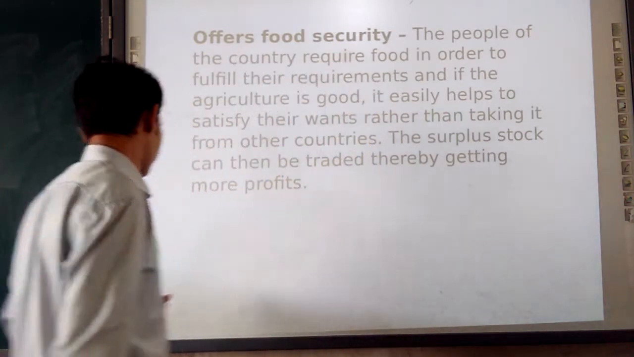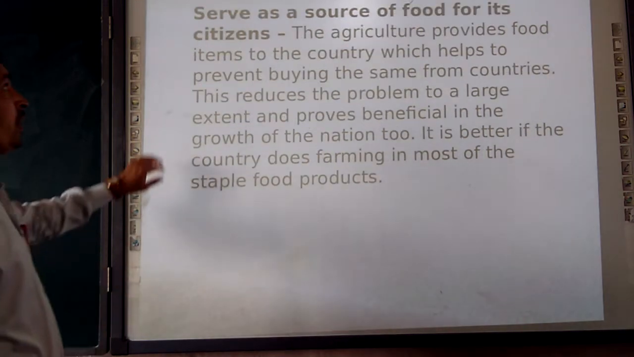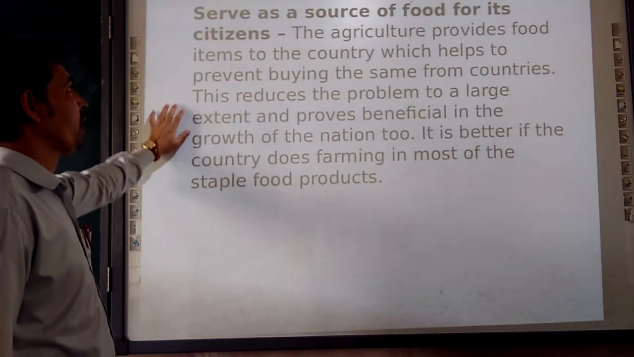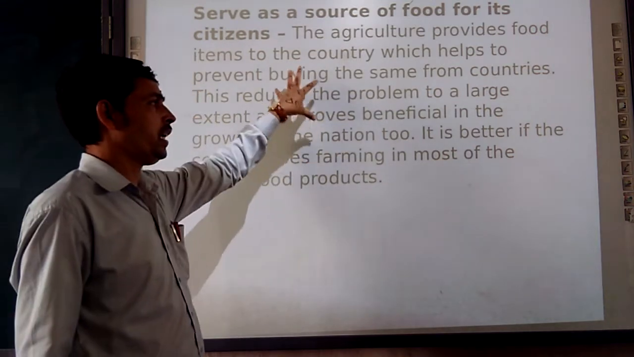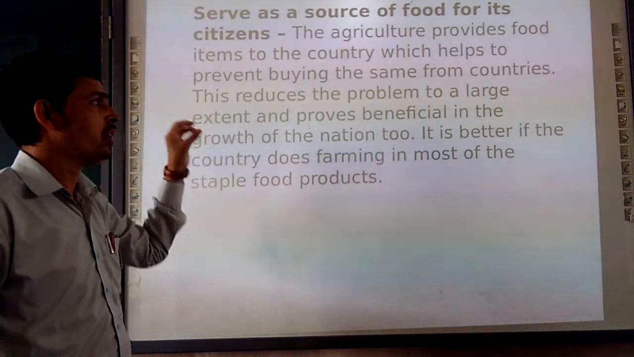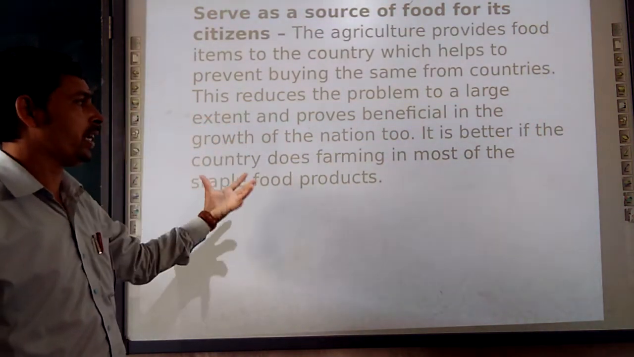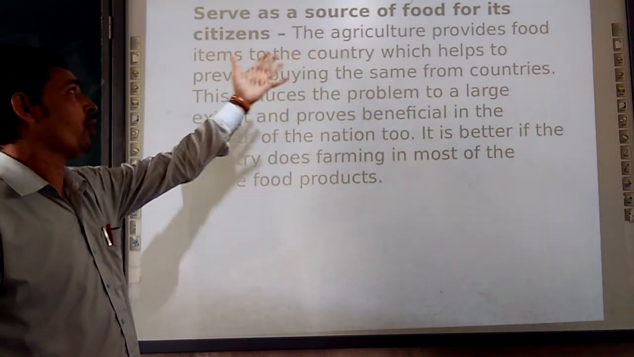Next, serve as a source of food for its citizens. For the citizens also, farming and the farm products are giving the first major, a large portion of food grains to the people. So, serve as a source of food for its citizens.